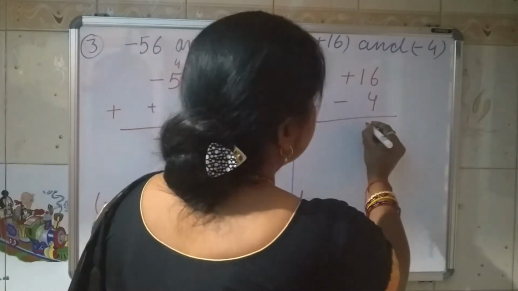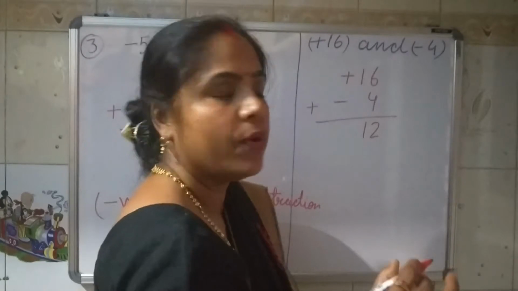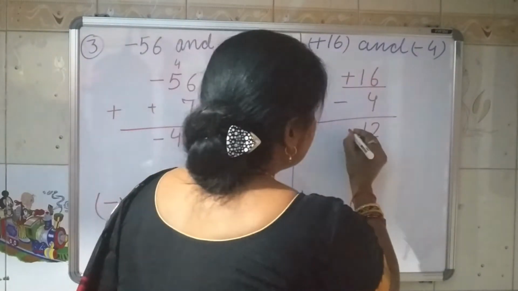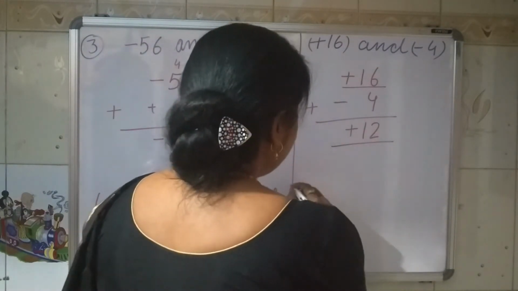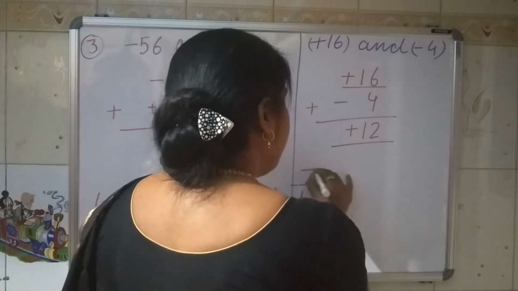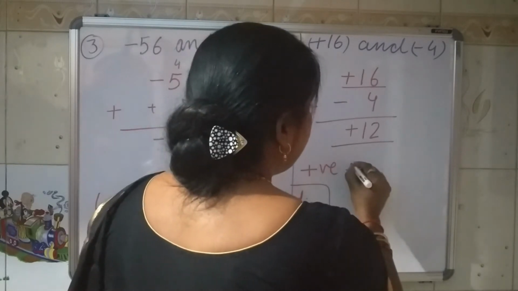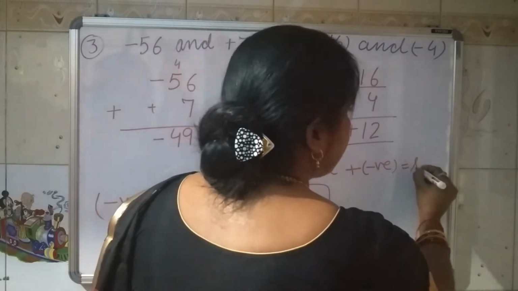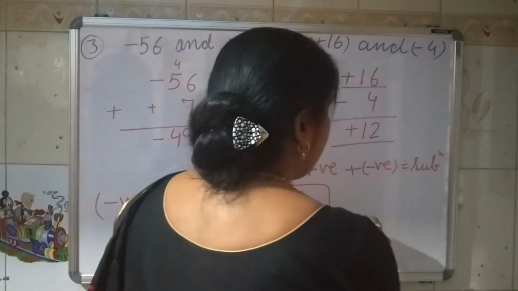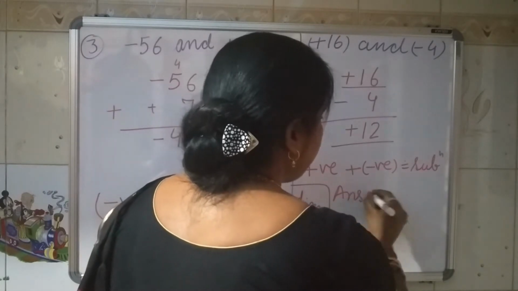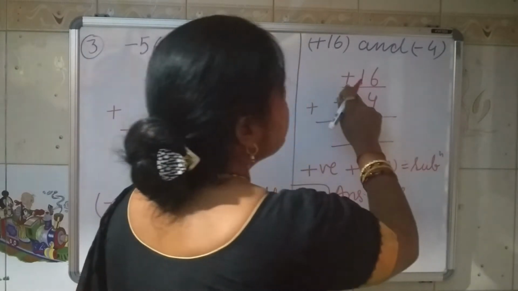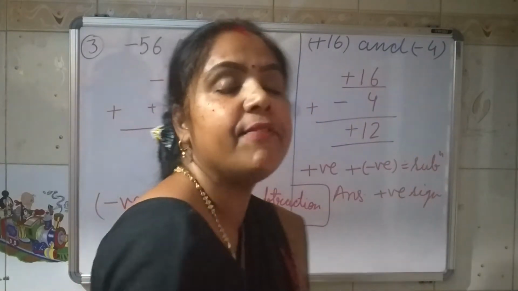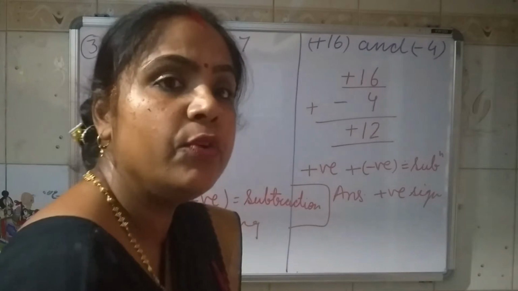16 minus 4 is 12. Now, in this one, the bigger number has the positive sign, so we will put the positive sign here. So we can say in this case also, a positive number plus a negative number is equal to subtraction, and the answer is positive because the bigger number has the positive sign. So is this clear to you?